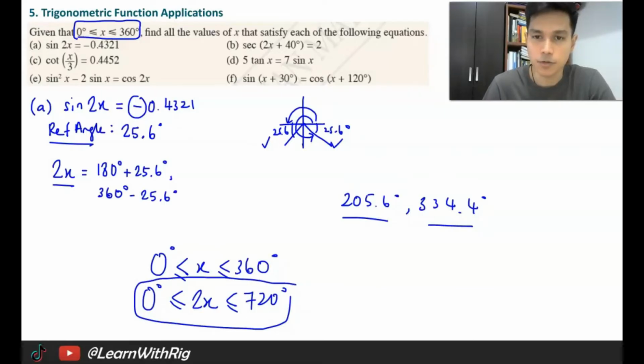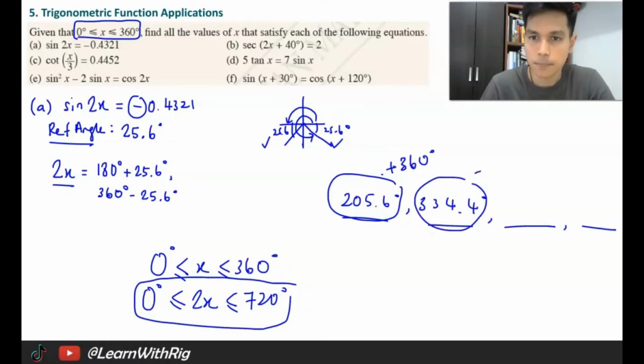within the second cycle. So what you're going to do is find the third value here. The third value is you take this value plus 360, and then the fourth value you just take this plus 360, because it's just the second cycle. They are still in the third and fourth quadrant, but they are in the second cycle. So you just plus 360. So you should get 565.6 and also 694.4. So you got 2 additional answers here.